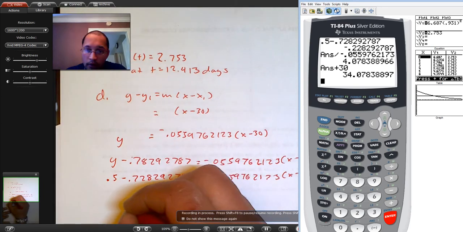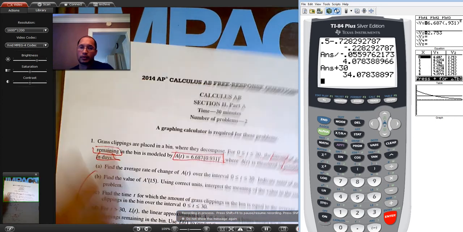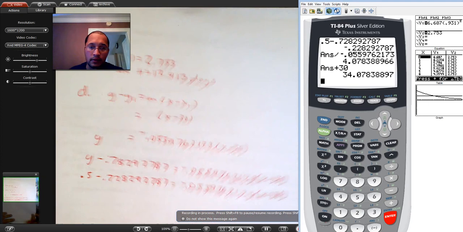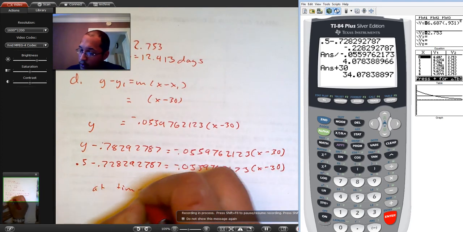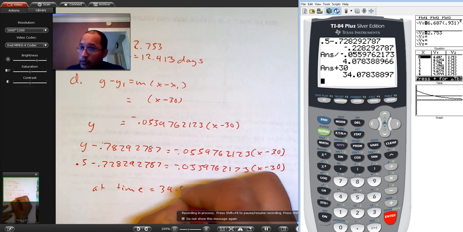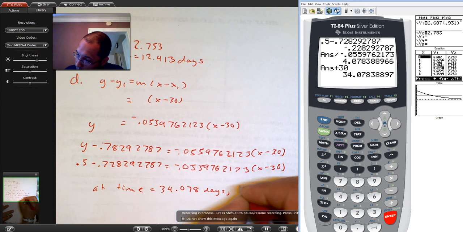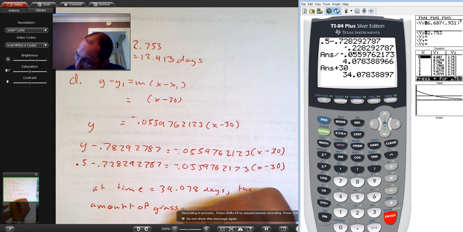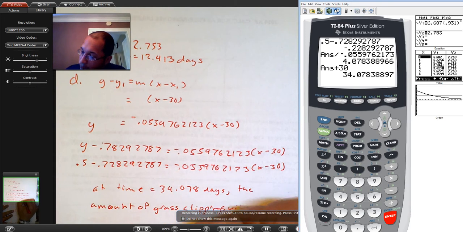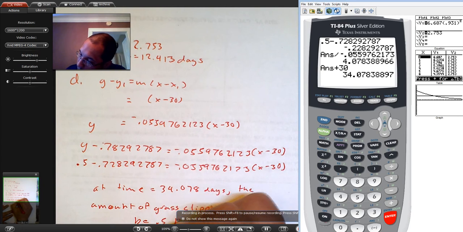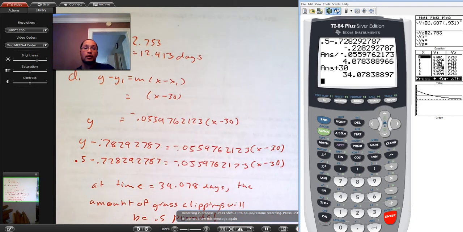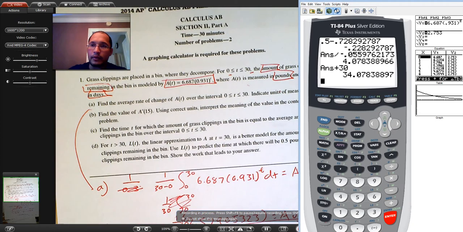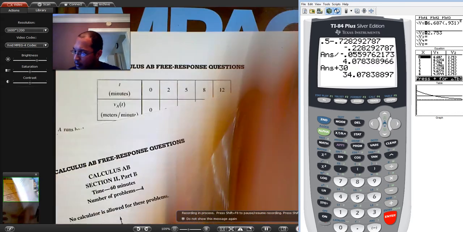Alright, so let's write it in terms of what it wanted us to write it in. Well, let's just write it out in a sentence. At time equals 34.078 days, the amount of grass clippings will be 0.5 pounds. Woohoo! That was a long one, and yeah, it just took a long time. It took me about 15 minutes, which is because I'm doing a lot of explaining here, so don't get too scared about it. Alright, number 2, where'd number 2 go?